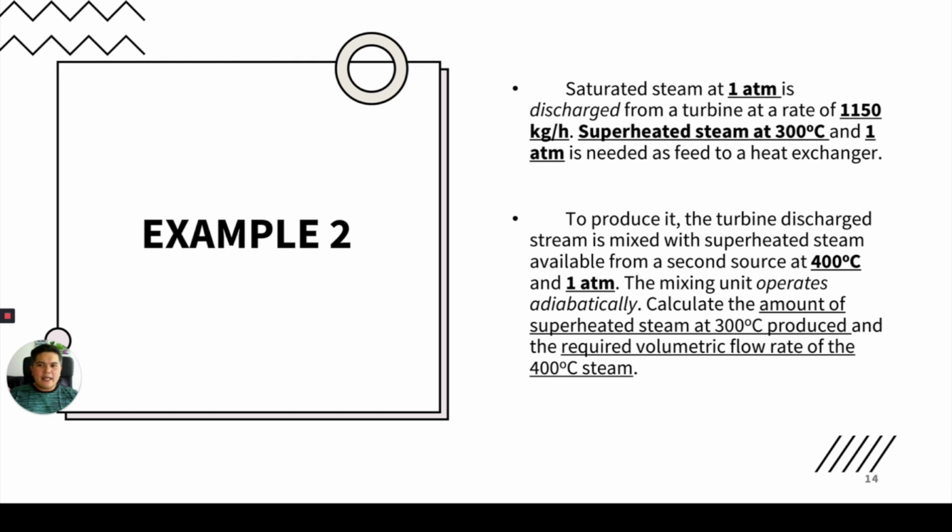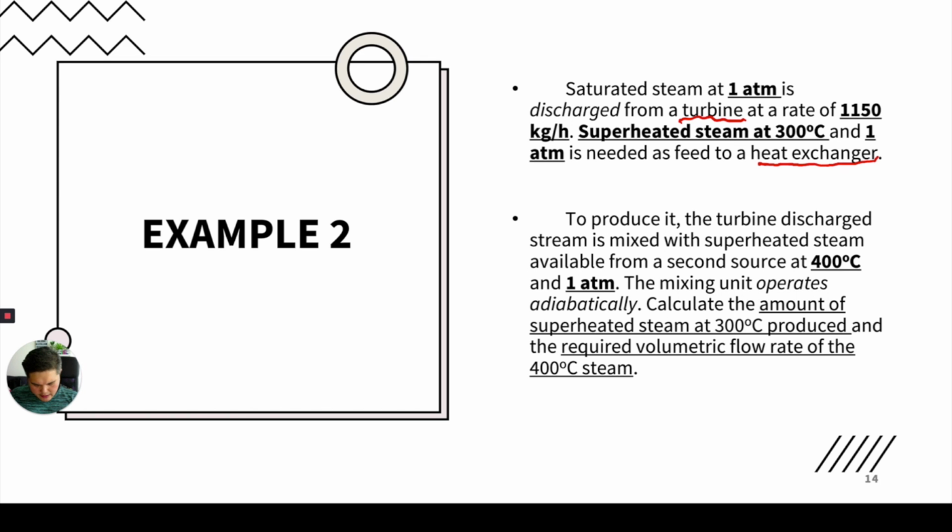Let's have a look at another example, where saturated steam at 1 atmosphere is discharged from a turbine at a rate of 1150 kg per hour. Superheated steam at 300 degrees Celsius and 1 atm is needed as a feed to the heat exchanger. The keywords here are turbine and heat exchanger, so there are two unit operations here.